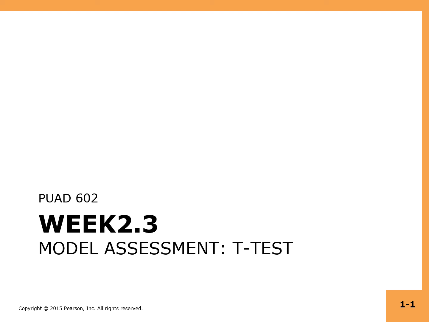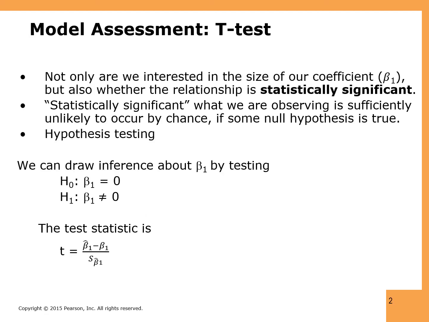This is the third lecture of the second week, and here we're going to talk about the t-test. After fitting a regression line, you want to know whether the coefficients beta 1 and beta 0 that you estimated are statistically significant or not. What we mean by statistically significant here is that the betas that we estimated are not equal to 0. In order to test this, we need to do a hypothesis testing, which was covered in week 1 lecture.